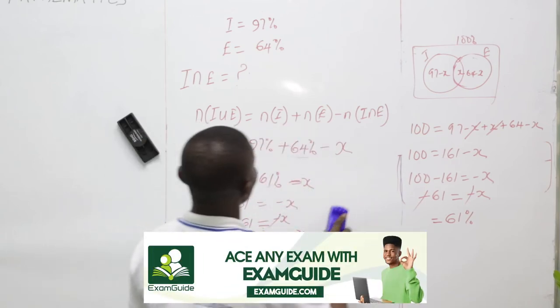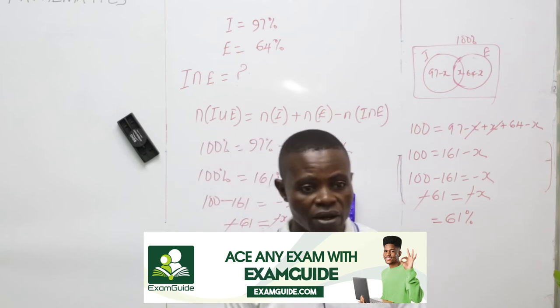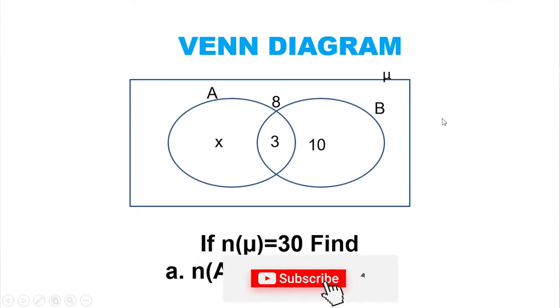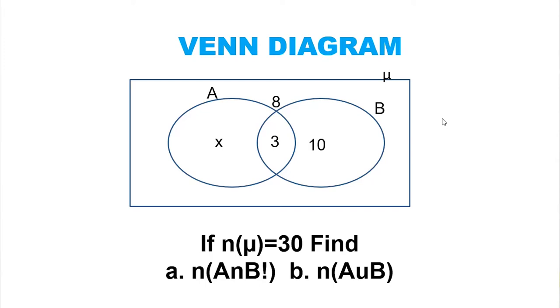Okay. We'll have another one, still on Venn diagram. This one was drawn. You can see the diagram. This one is not in Word. It is already drawn for you. But you need to be very careful about this kind of question. Here it says, if the number of the universal set equals 30, find the number of A intersection B complement, or B prime, and the number of A union B. Okay, you don't need to bother yourself so much about that, but let me show you what to do about that particular question.